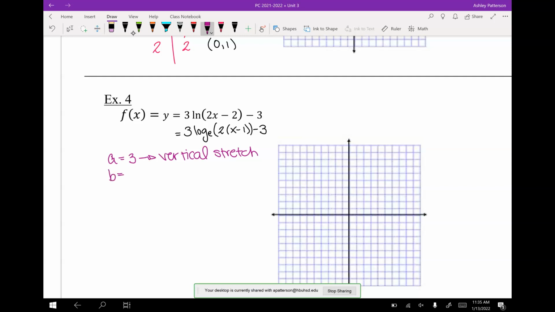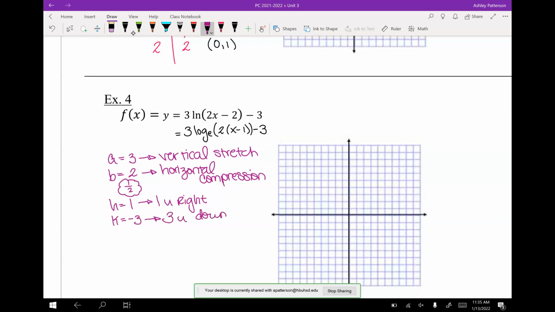B is 2. So what are we going to put in our transformation chart? So good. So good. 1/2. So we have a horizontal compression. Very nice. Horizontal compression. What is h? +1. So that means we're going to go 1 unit to the right. K is -3. So we're going to go 3 units down.